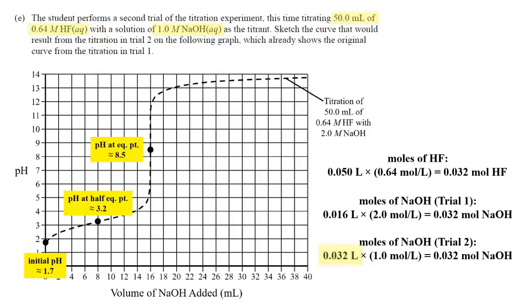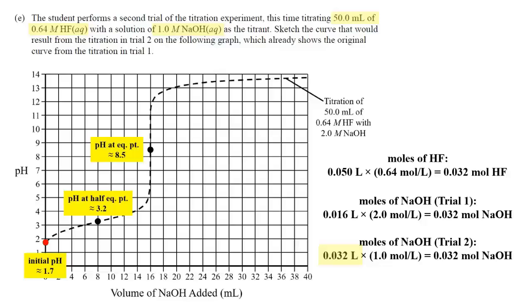approximately 8.5. So now let's do a compare and contrast between trial 1 and trial 2. So with trial 2, the initial pH should be the same as it is in trial 1. And the reason why the initial pH should be the same is because we're not changing the concentration of hydrofluoric acid. So that initial pH should still be about 1.7.